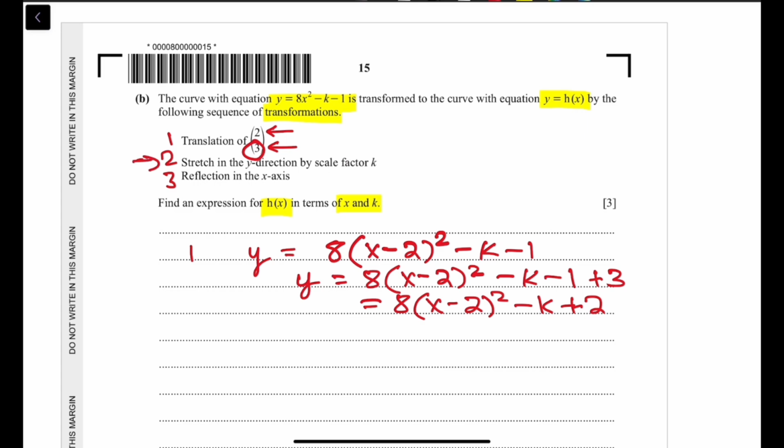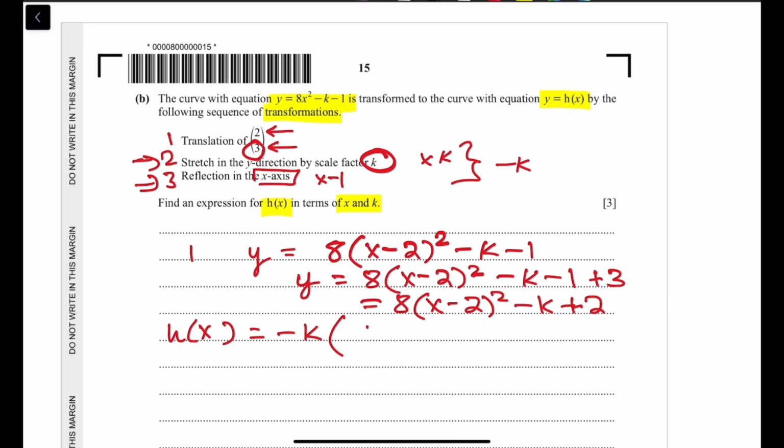The second transformation is stretching in the y direction by a scale factor of k. So everything is going to be multiplied by k. And the third transformation is a reflection on the x-axis. If we want to reflect on the x-axis, the whole of our y must be multiplied by negative 1. Therefore, we're going to end up multiplying by negative k for the whole of the equation. So h of x equals negative k times 8 times x minus 2 squared minus k plus 2.